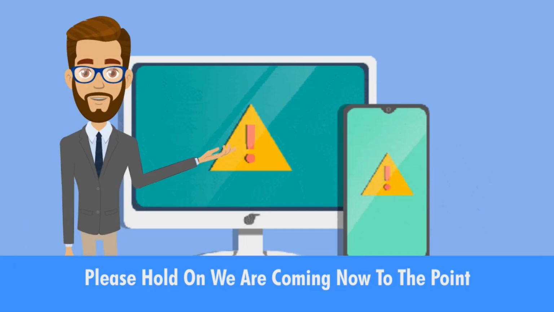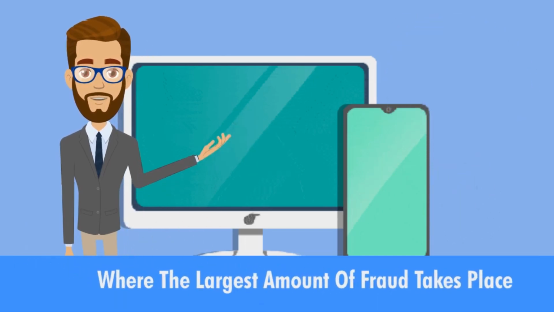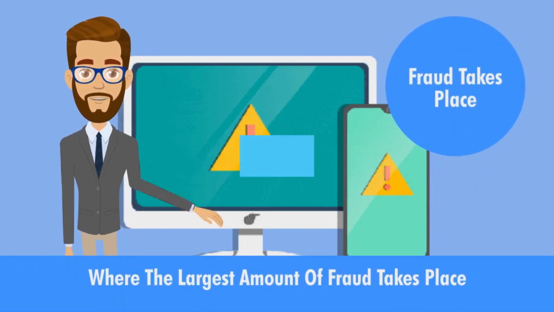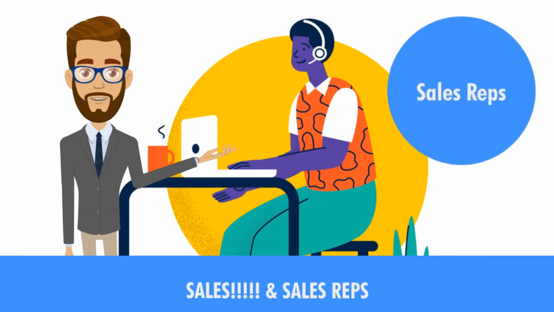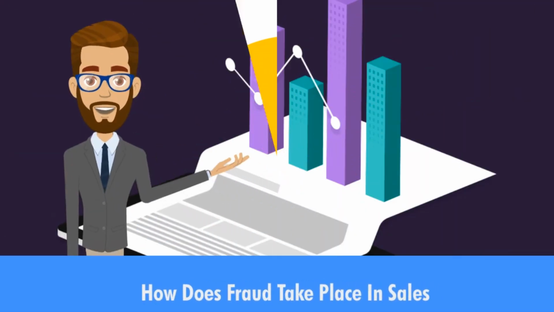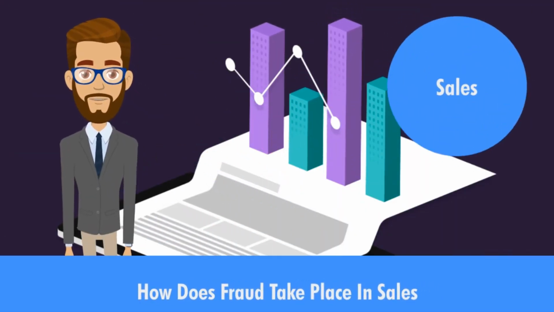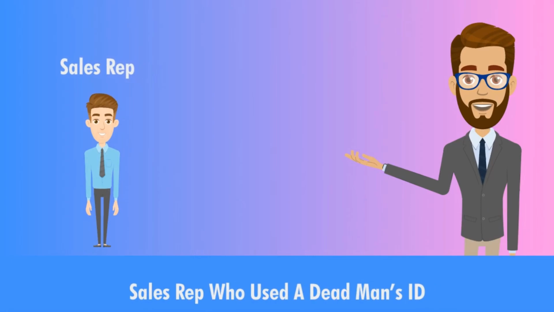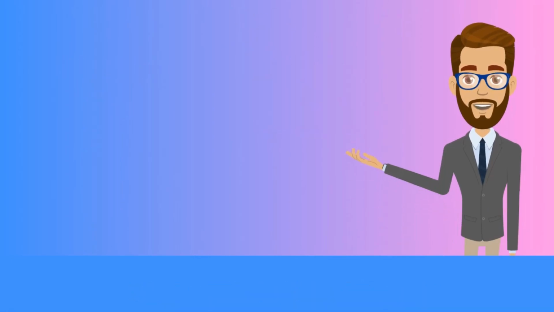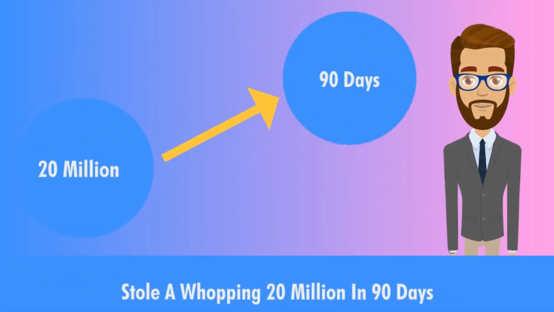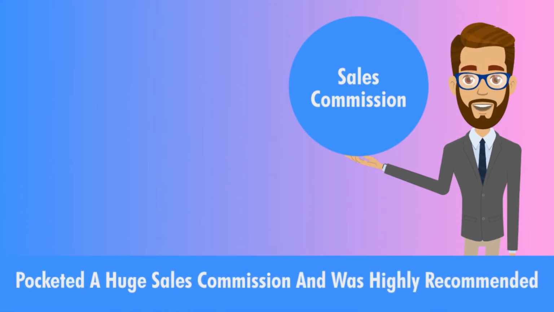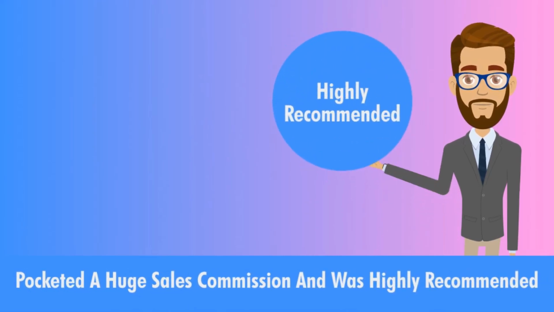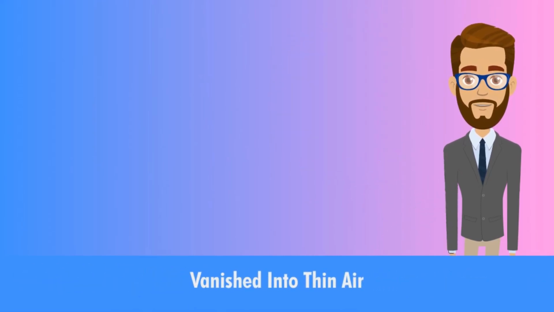Please hold on, we are coming now to the point where the largest amount of fraud takes place. Sales and sales reps. So how does fraud take place in sales? How about the sales rep who uses a dead man's ID and stole a whopping 20 million in 90 days, then pocketed a huge sales commission and was highly recommended and vanished into thin air?